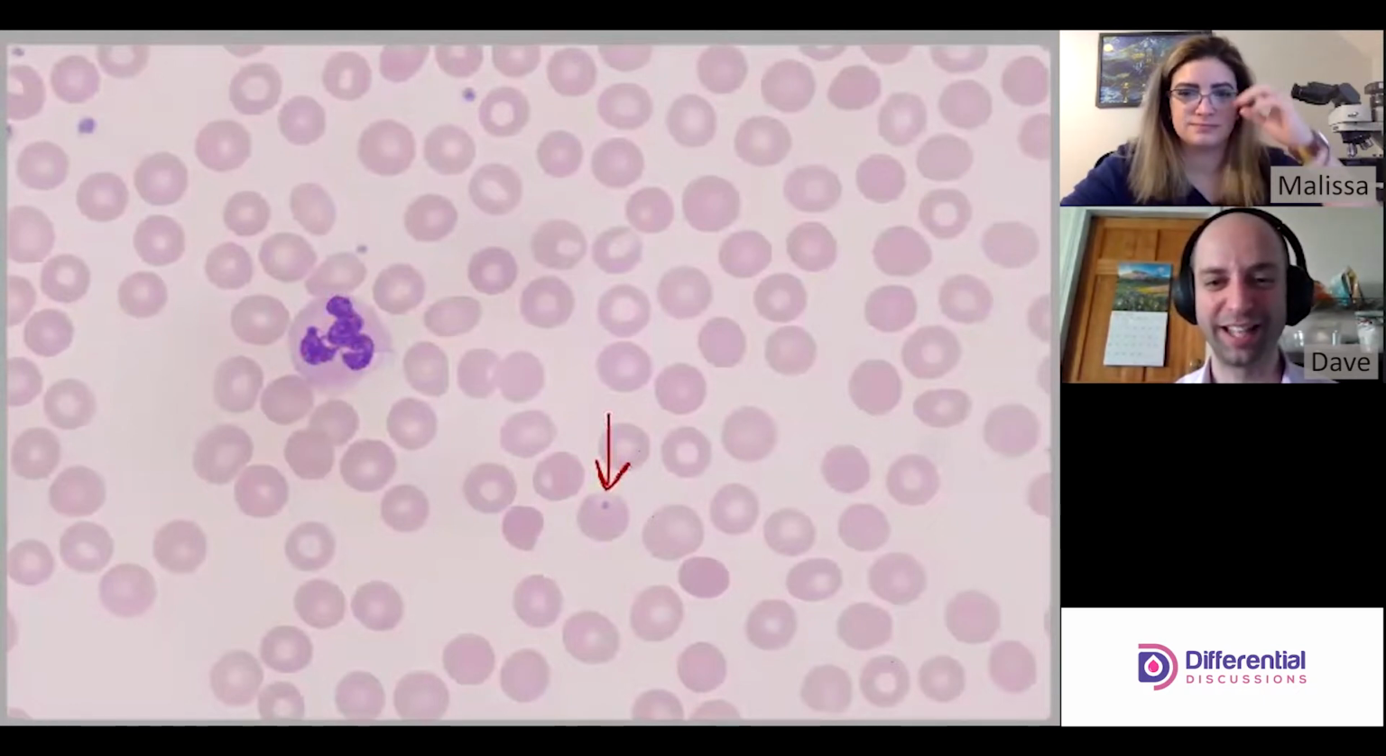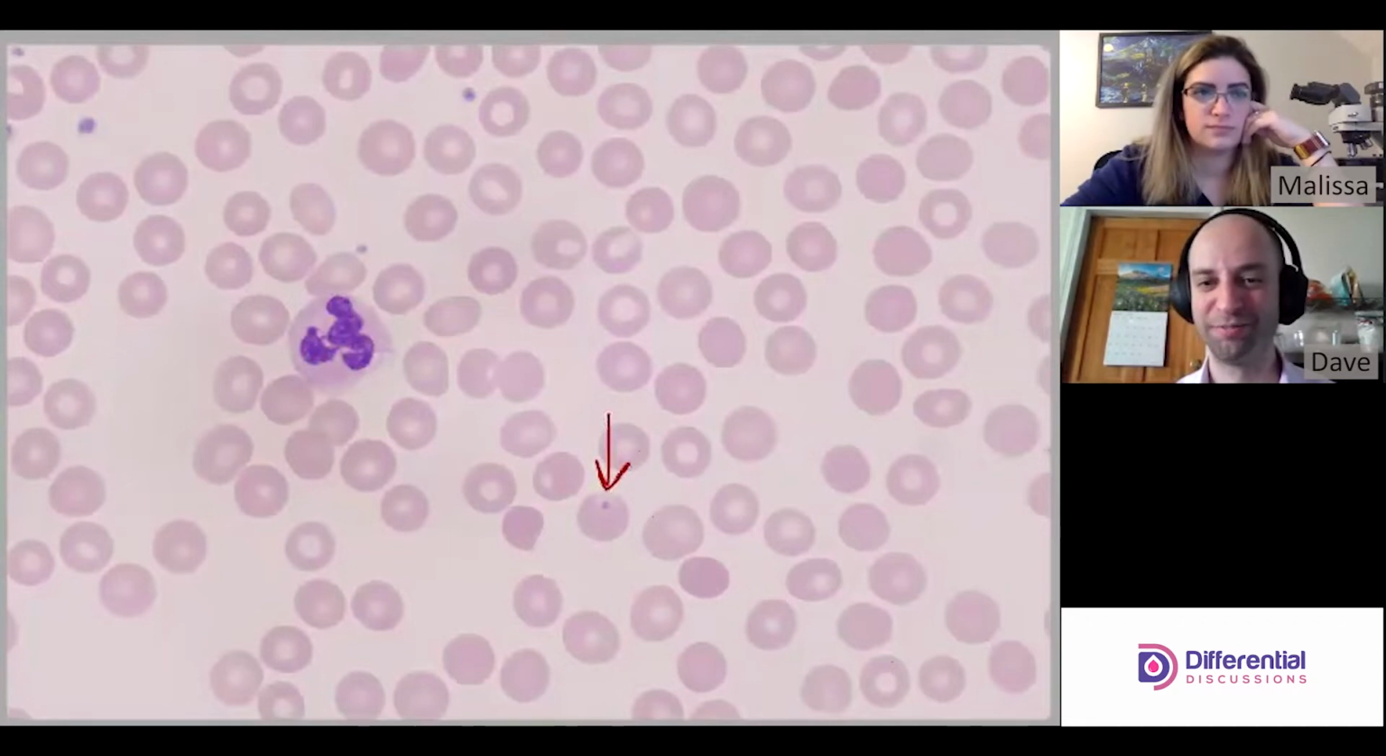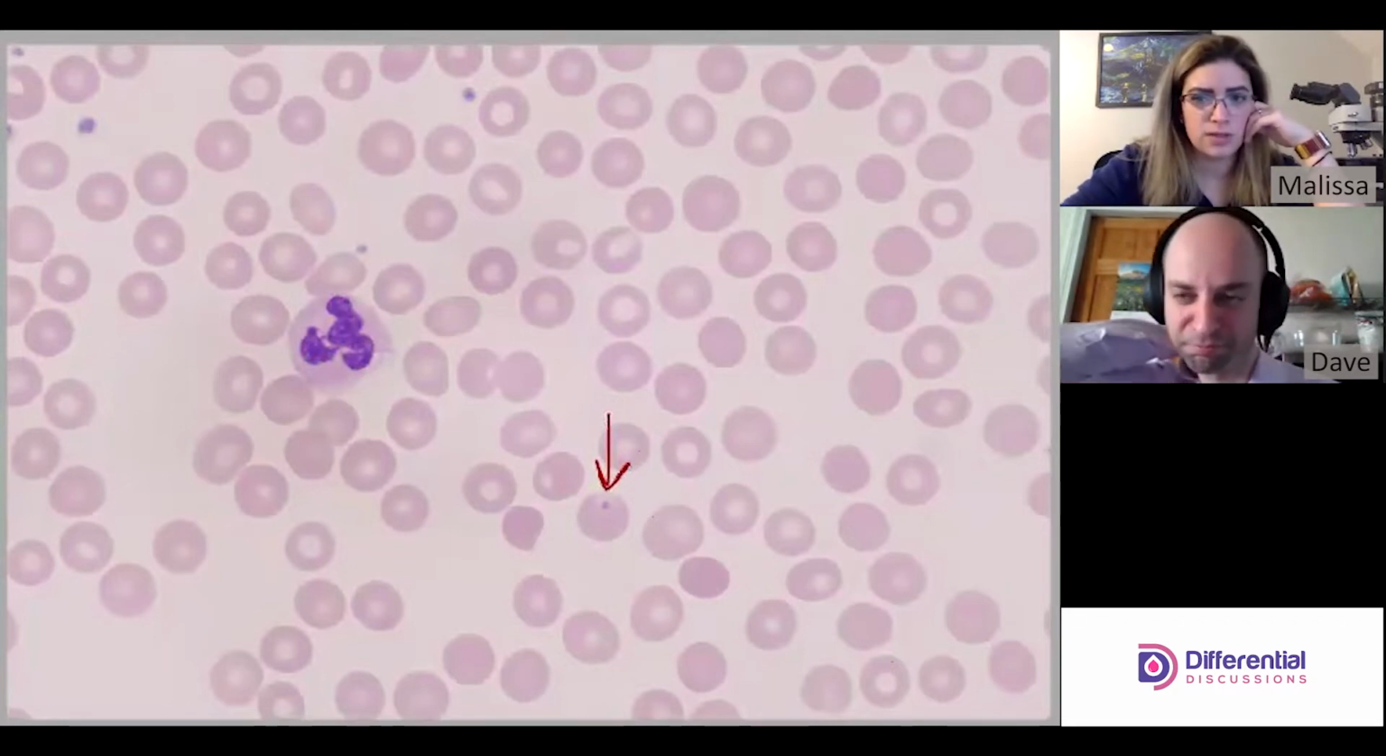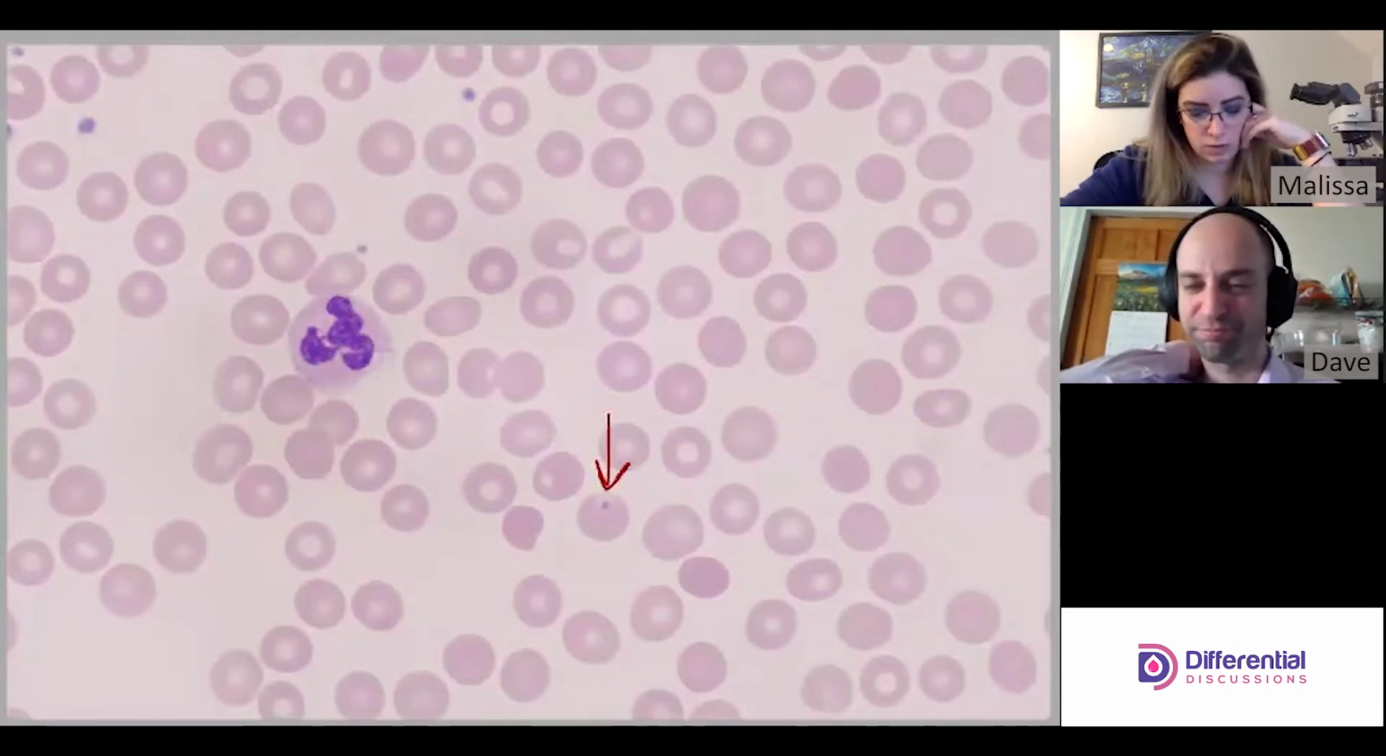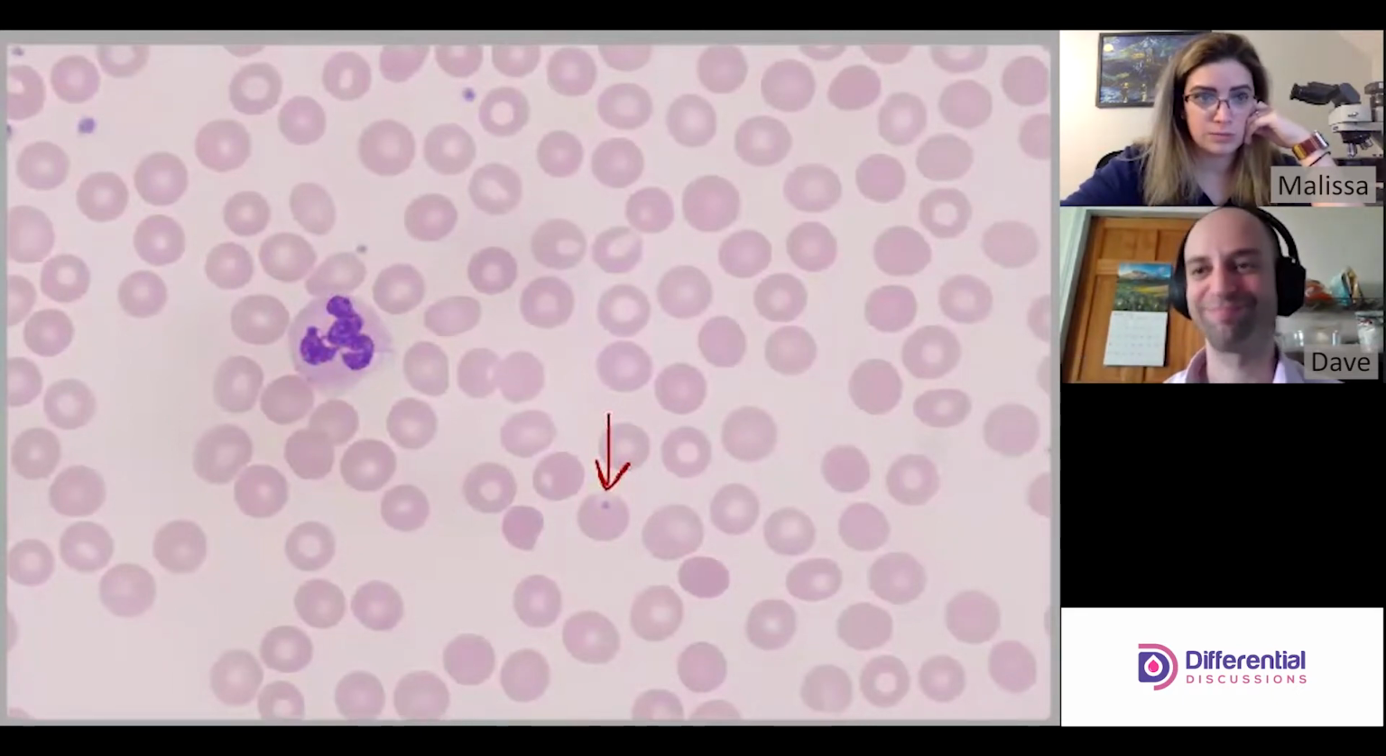This is a platelet that happens to have landed on top of a red cell. And so how do you distinguish that, Melissa? I think one of the best ways is to look for a white halo around the platelet.